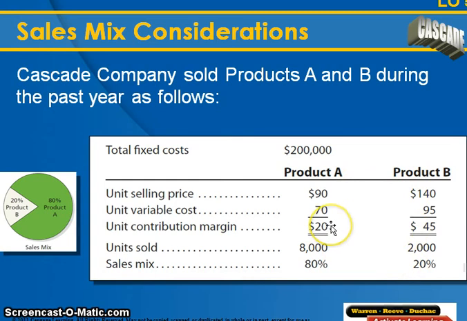So for product A, we make $20 a sale. For product B, we make $45 a sale, but we sell way more of A than we do of B. All right, 80% of the sales mix is A. 20% of the sales we make are product B. So what we have to do is combine this information in order to come up with what our break-even amounts would be.